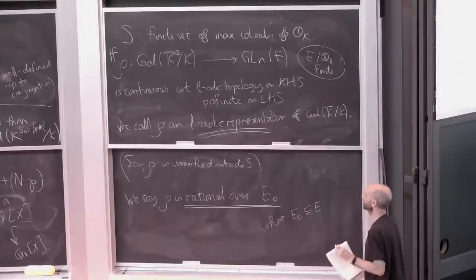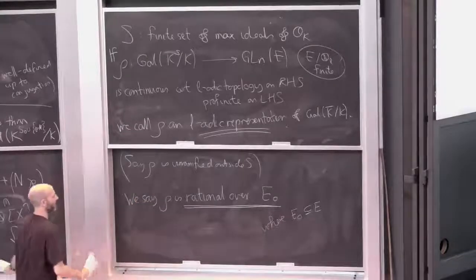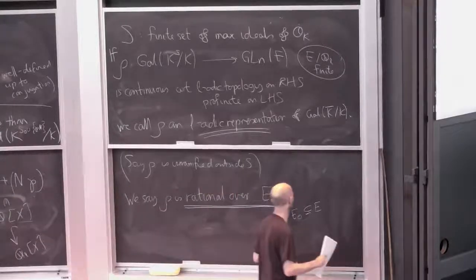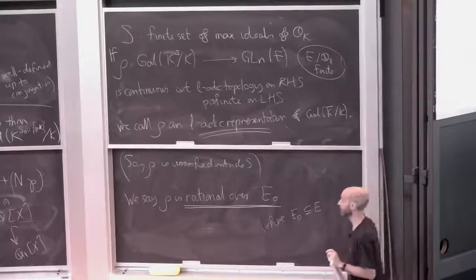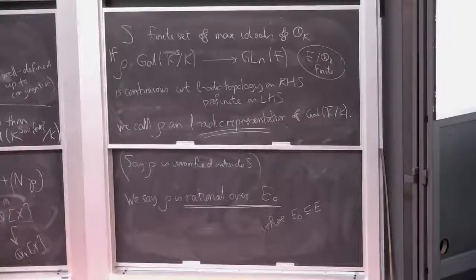Okay. Oh, I've done a dumb thing. Sorry, I'll go over here. We say rho is rational over E0. So E is a finite extension of Q_l, but E0 is supposed to be a number field. That's what's happening here. E0 is going to be Q in this example of an elliptic curve. So what does it mean to be rational over E0?